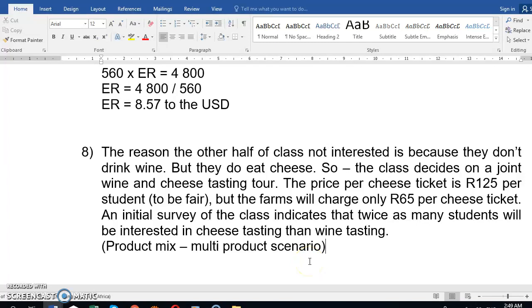Hi again. So the next question of this class example was number 8, and it's probably the most difficult one because it's a multi-product scenario. In other words, where a company is selling more than one product. From 1 up until 7, it was all assuming we only sell one product. In this scenario, the reason the other class doesn't want to attend is that they don't drink wine, they do eat cheese, so there's a combined cheese and wine tour.